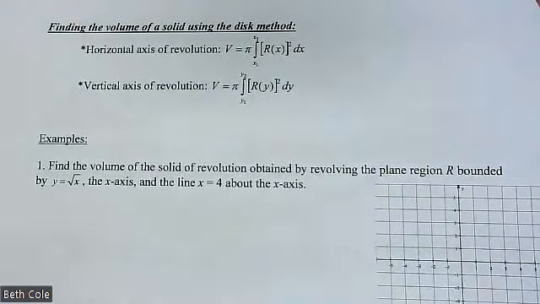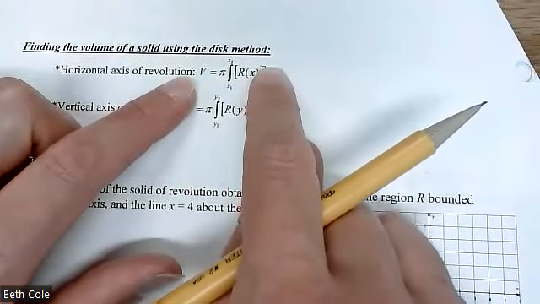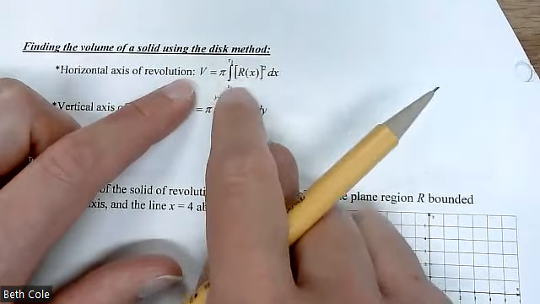So what that means is all of your slices are going to be circles, because when you spin, it's going to make a circle. So what is the area formula for a circle? A whole circle. Pi r squared. We're used to doing semicircles, but pi r squared, a whole circle. And so that's what you have in here. It's going to be pi r squared, and then your integral from wherever to wherever.